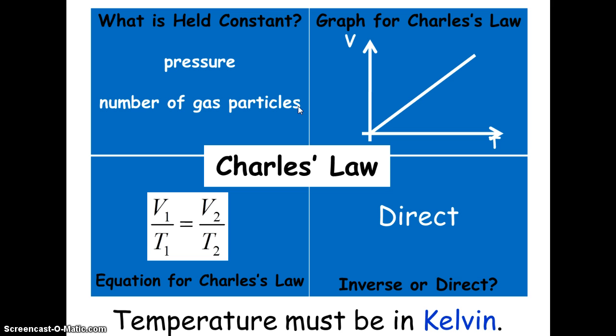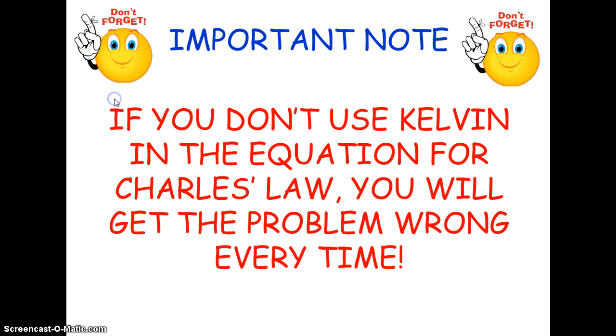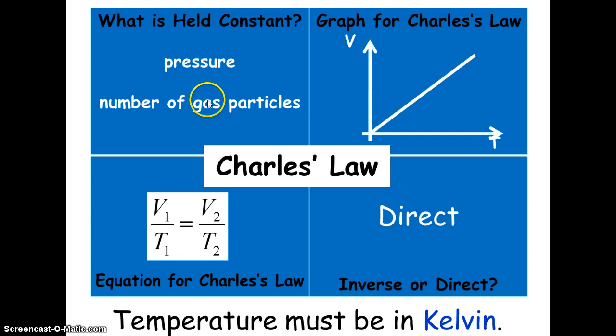Now, we know for Charles' law, we've got two things that are going to be constant. They're going to stay the same. Pressure is going to stay constant. It's not going to change. And the number of gas particles is also going to stay constant. It's not going to change either.